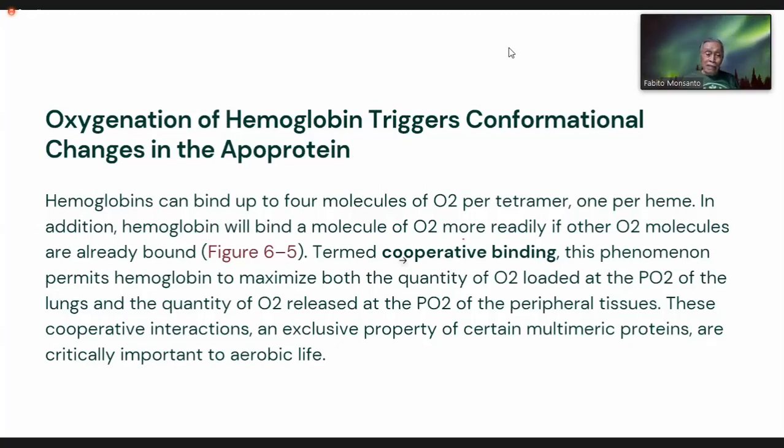Okay. This phenomenon permits hemoglobin to maximize the quantity of oxygen loaded at a partial pressure of oxygen of the lungs and the quantity of oxygen released at partial pressure of oxygen of peripheral tissues. You know, the peripheral tissues always has a lower concentration of oxygen. All right. That's cooperative binding. That's very, very important.